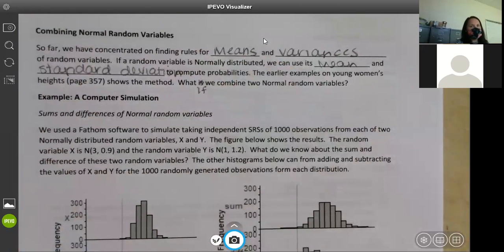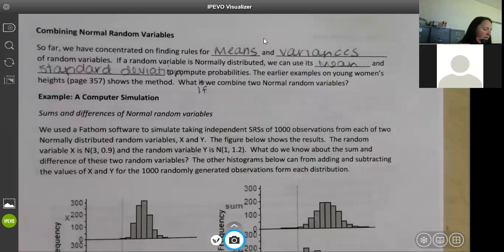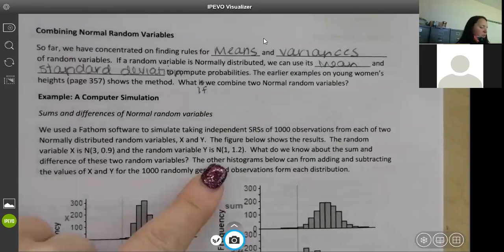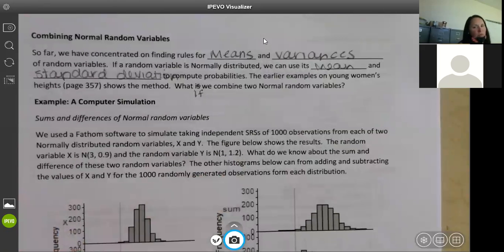Okay. So Example A says a computer simulation. There's no work with this. We're just looking at the graphs, okay? So we use Fathom software to simulate taking independent SRSs of 1,000 observations from each of the two normally distributed random variables X and Y. The figure below shows the results. The random variable X is N(3, 0.9). So remember, that's mean and standard deviation for X. And Y is a normal distribution with a mean of 1 and a standard deviation of 1.2.